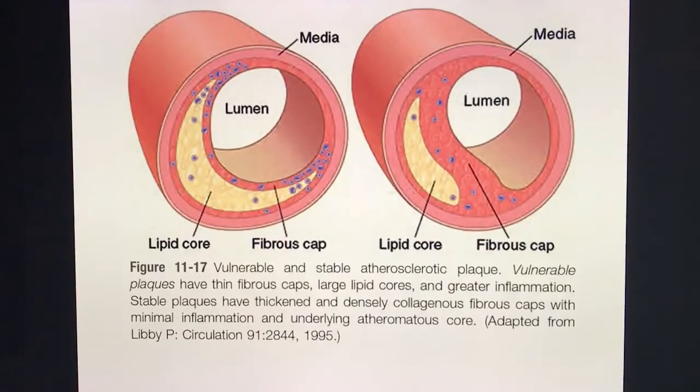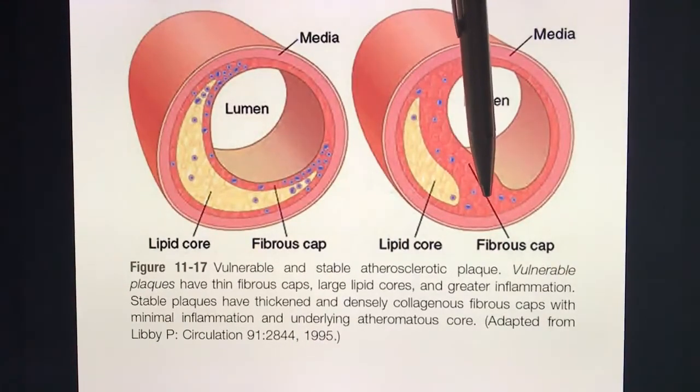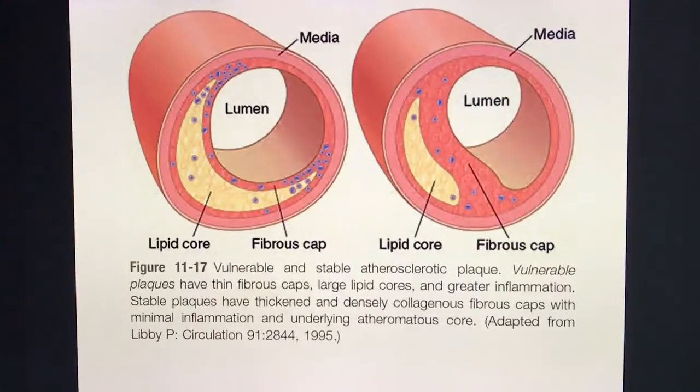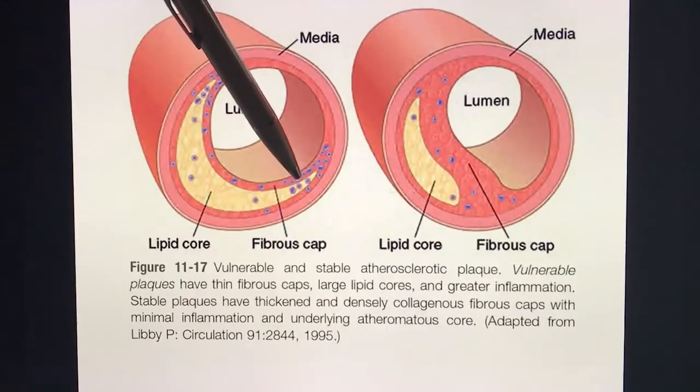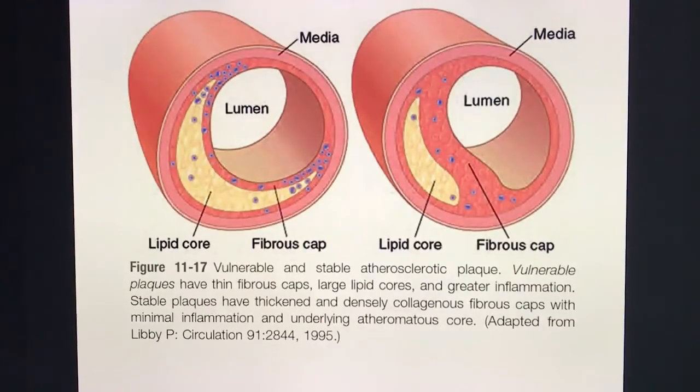So we are now going to differentiate which of these blood vessels is stable and which is vulnerable. So as you can see, an atherosclerotic plaque with a thick fibrous cap and a thin lipid core is considered to be stable. The one on the left has a very thin fibrous cap and a thick lipid core. This is the vulnerable plaque. So vulnerable plaques have a thin fibrous cap, large lipid core, and greater inflammation.